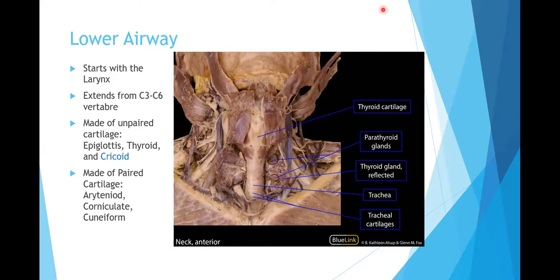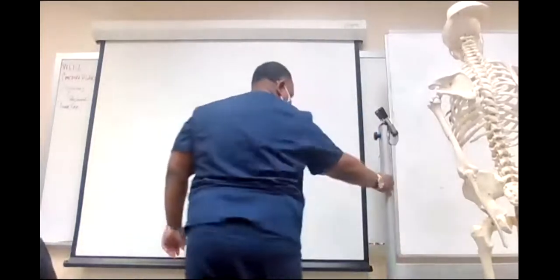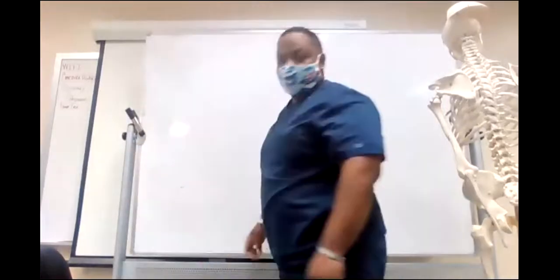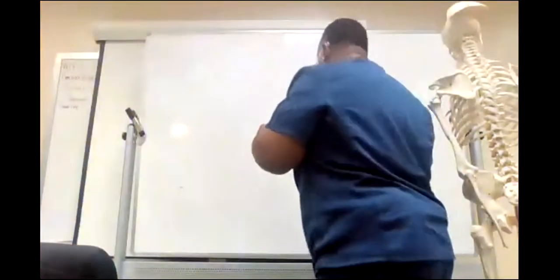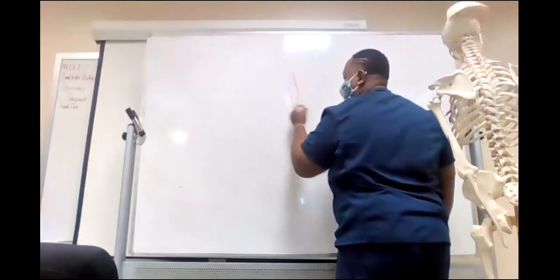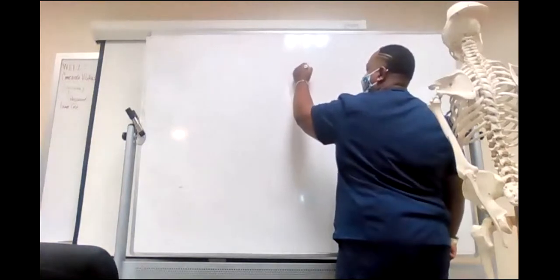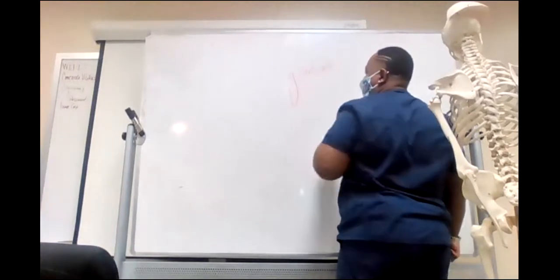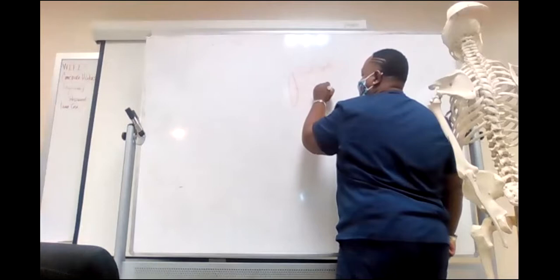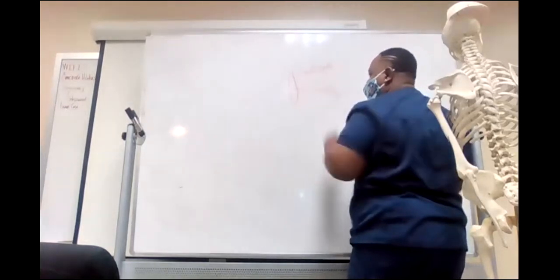I'll show it to you right quick, just a quick picture. The glottis. Say this is the vocal cords. If these are the vocal cords, then this hole right here is the glottis. The hole in between the vocal cords is the glottis.